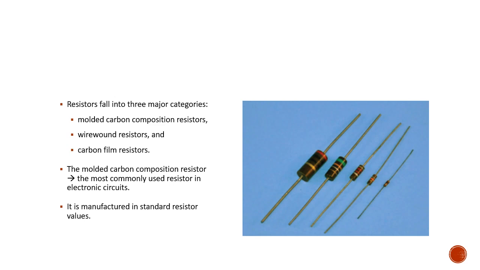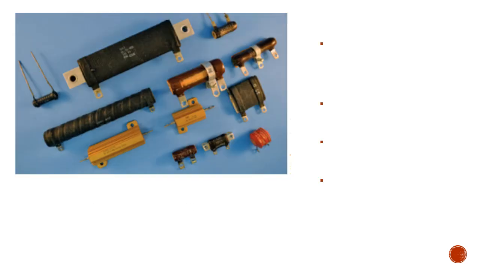Until recently, the molded carbon composition resistor was the most commonly used resistor in electronic circuits, as in figure. It is manufactured in standard resistor values. The wire wound resistor is constructed of a nickel-chromium alloy, nichrome, wire wound on a ceramic form, as shown in figure. Leads are attached and the entire resistor is sealed with a coating. Wire wound resistors are used in high-current circuits where precision is necessary. The resistance range varies from a fraction of an ohm to several thousand ohms.